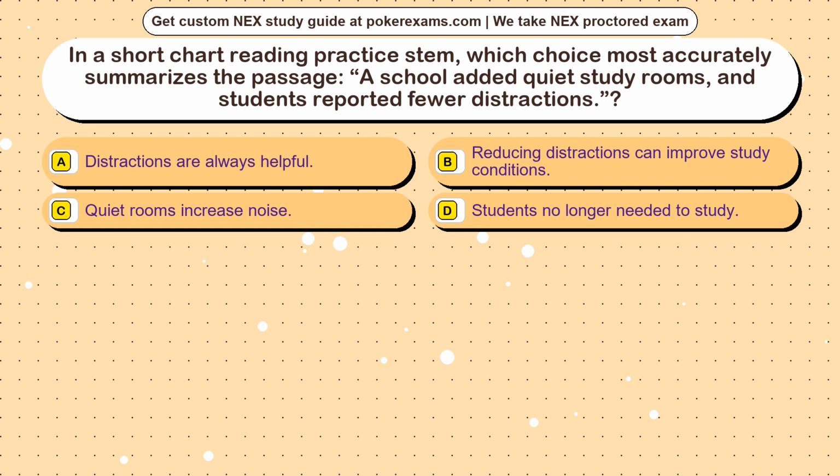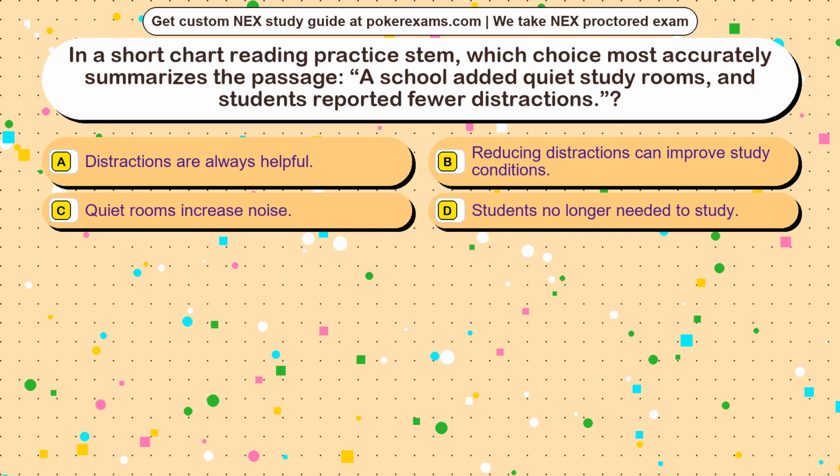Question 14. In a short chart reading practice STEM, which choice most accurately summarizes the passage? A school added quiet study rooms, and students reported fewer distractions. Option A. Distractions are always helpful. Option B. Reducing distractions can improve study conditions. Option C. Quiet rooms increase noise. Option D. Students no longer needed to study.